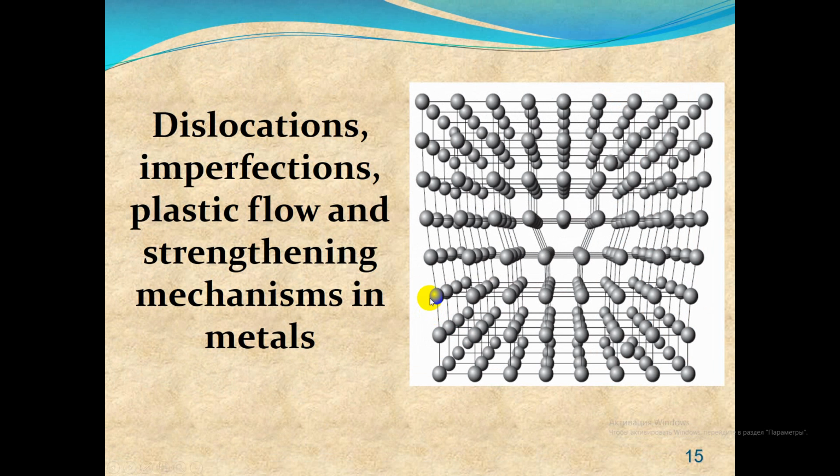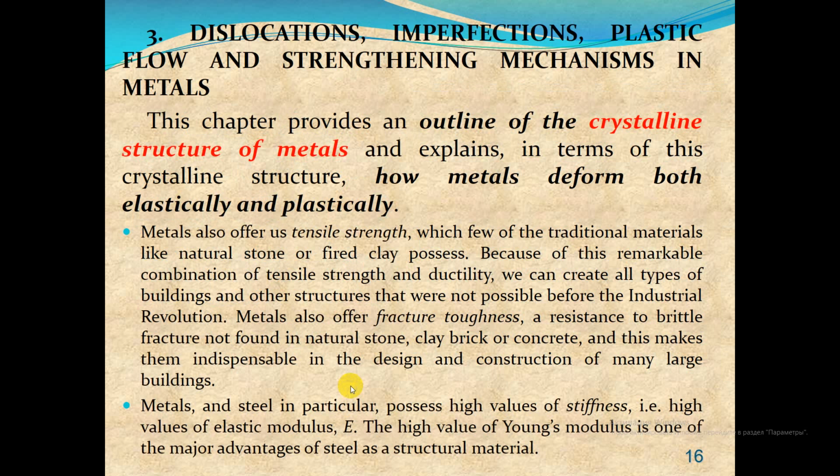And now we talk about dislocations, imperfections, plastic flow, and strengthening mechanisms in metals. This chapter provides an outline of the crystalline structure of metals and explains, in terms of this crystalline structure, how metals deform both elastically and plastically.